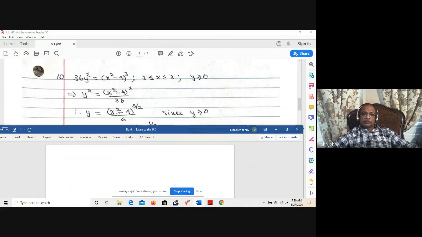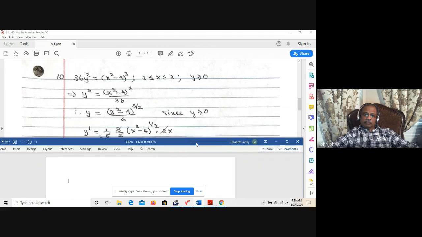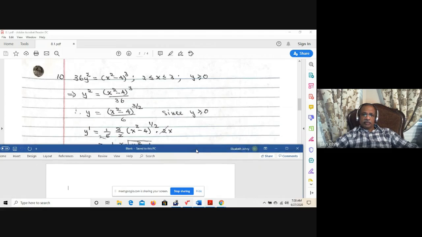So y is equal to x square minus 4 whole to the 3 half, because square root means to the power of 1 half, and 3 times 1 half is 3 half, divided by square root of 36, that is 6. Since y is greater than or equal to 0, you can discard the negative square root. Now differentiate. Y prime is equal to 1 over 6 times, by the power rule, 3 half times x square minus 4 to the power of 3 half minus 1, that is 1 half, times the derivative of x square, that is 2x. We are applying the chain rule.